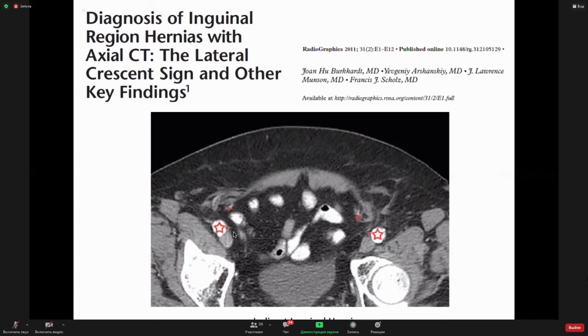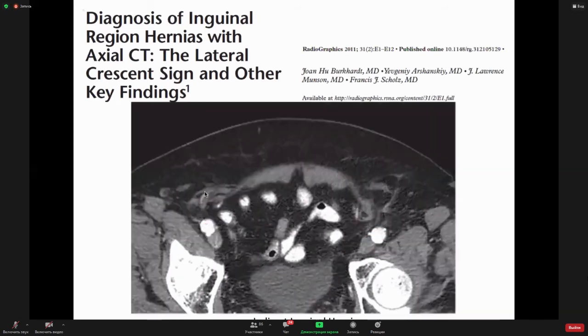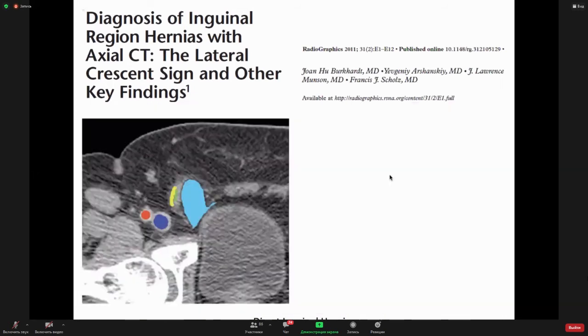So here we will always look for the same things. This is the femoral vessels. These are the inferior epigastric vessels. And you can see a bulge protruding on the lateral aspect of the inguinal region. This is an indirect inguinal hernia. I will just take out the arrows for you guys to understand. So we're always going to use the femoral artery and vein and the inferior epigastric vein as our landmarks to understand if this is a direct or indirect inguinal hernia.